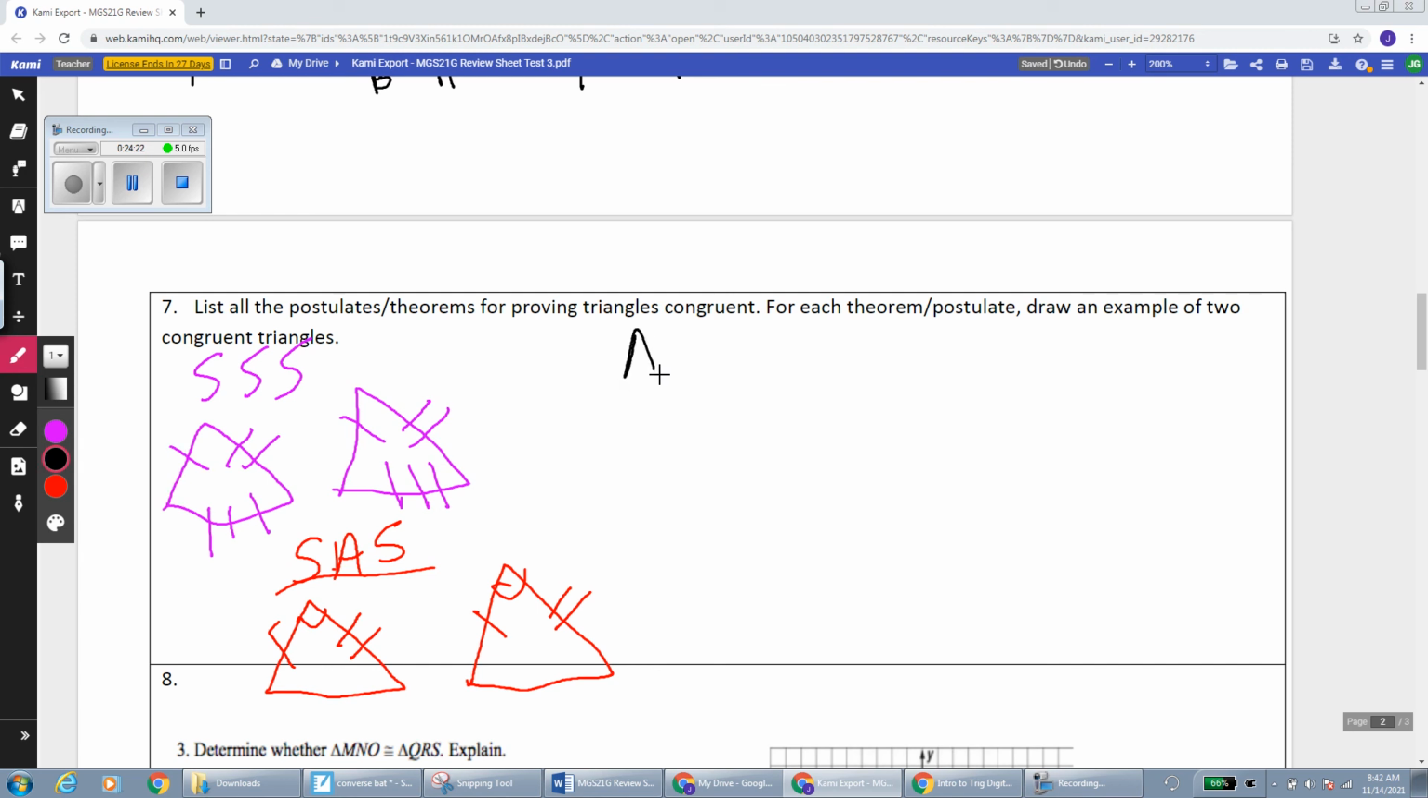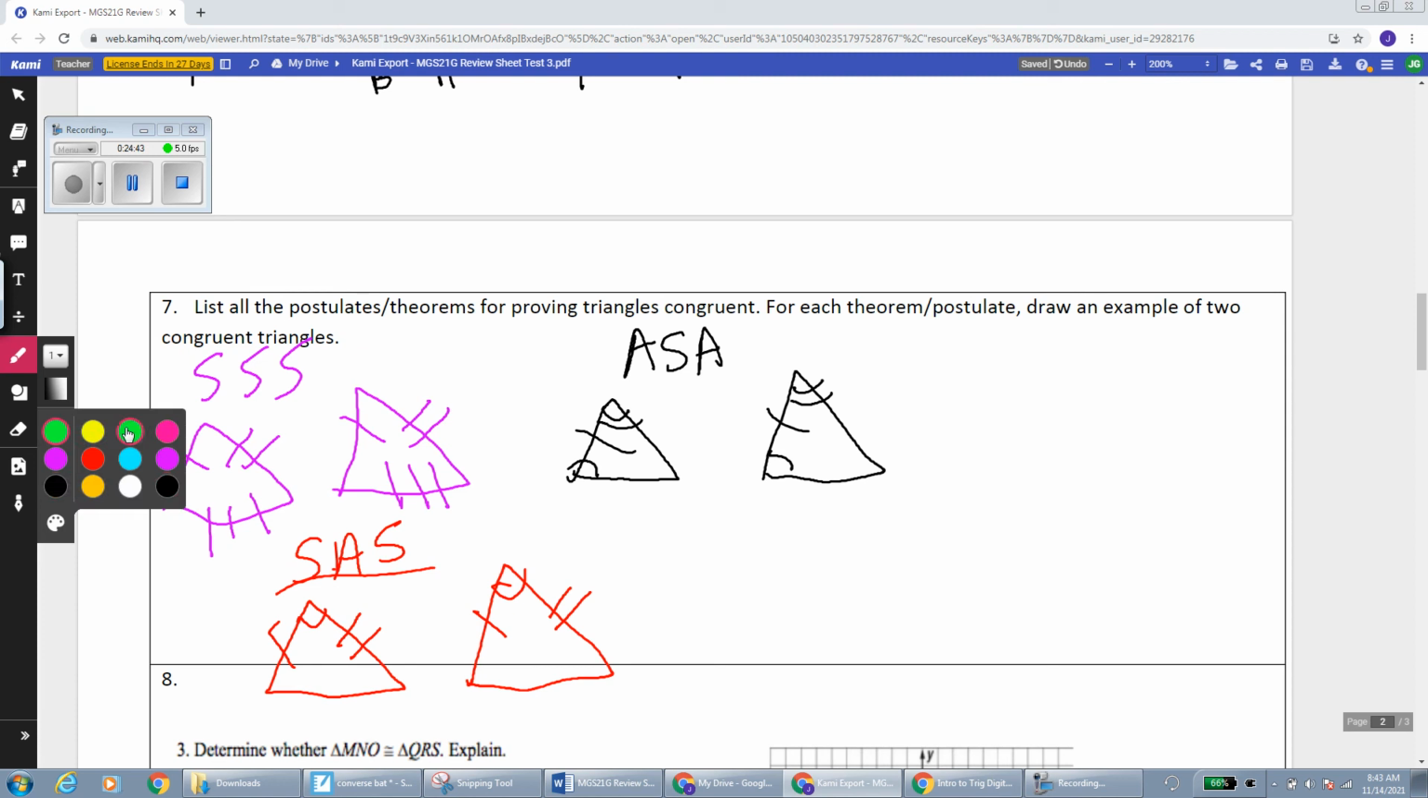Let me do ASA next. So let me make my 2 triangles. So for ASA, I need 2 congruent angles, and the sides in between them need to be congruent. ASA. And now we'll do AAS.